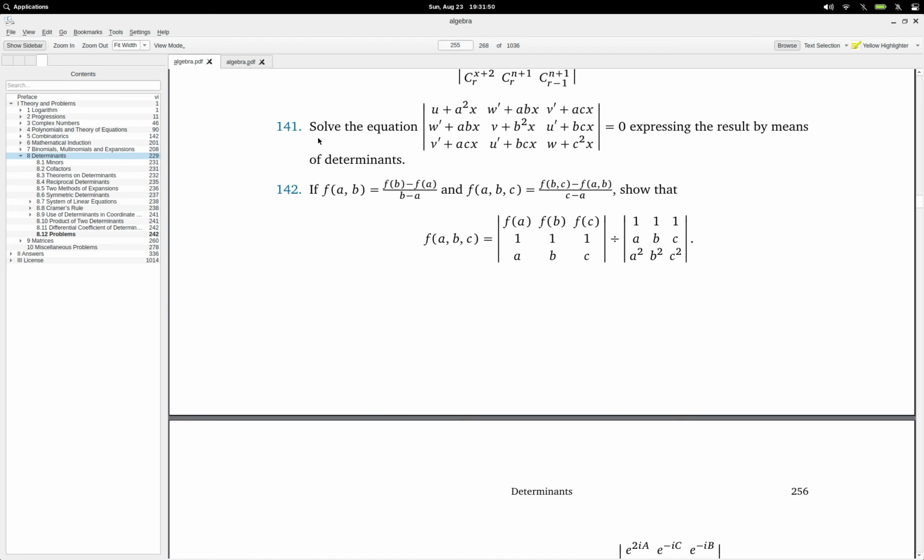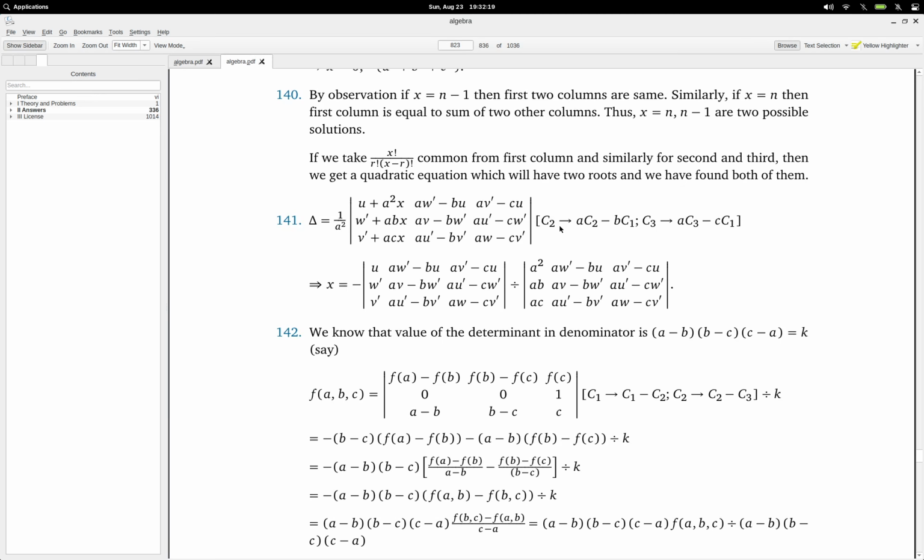So question 141 says that solve the equation (u plus a square x) w prime plus abx v prime plus acx w prime plus abx v plus (b square x) u prime plus bcx v prime plus acx u prime plus bcx w plus c square x is equal to 0, expressing the result by means of determinants.